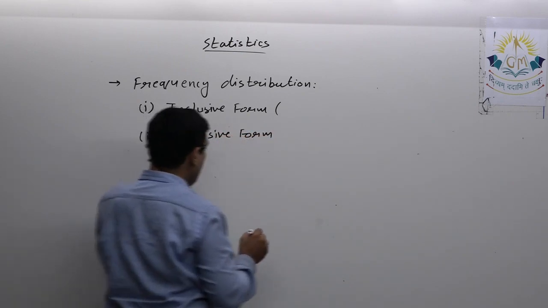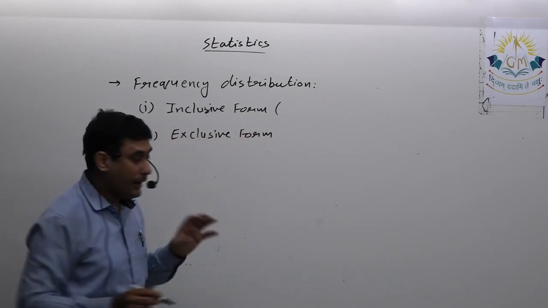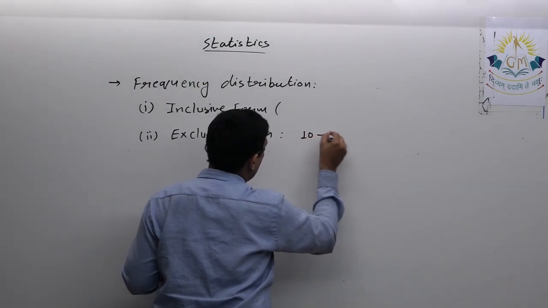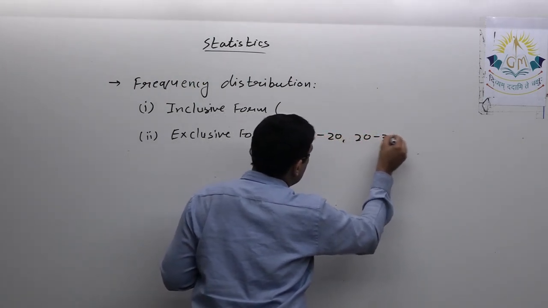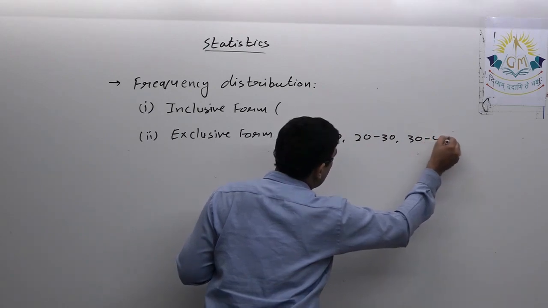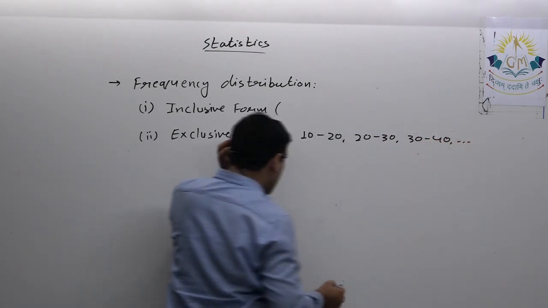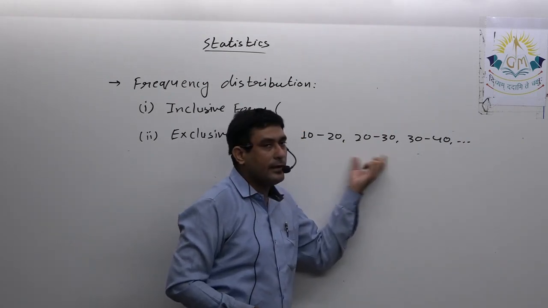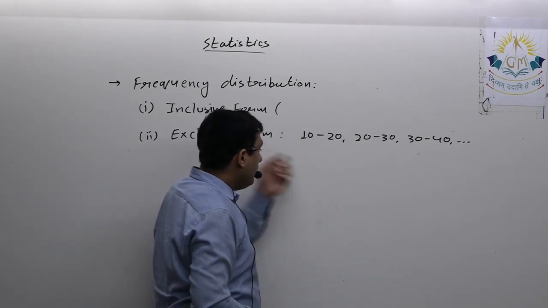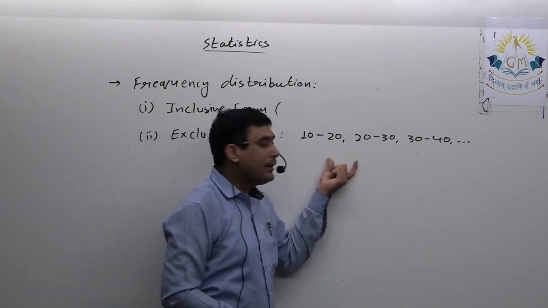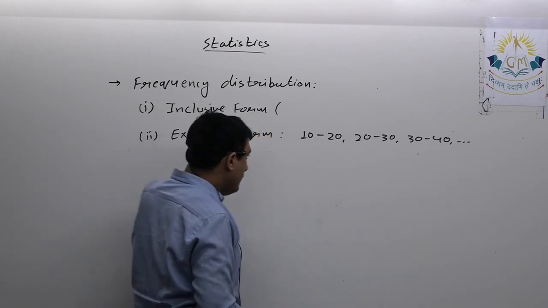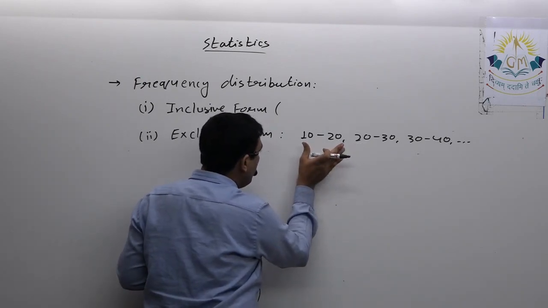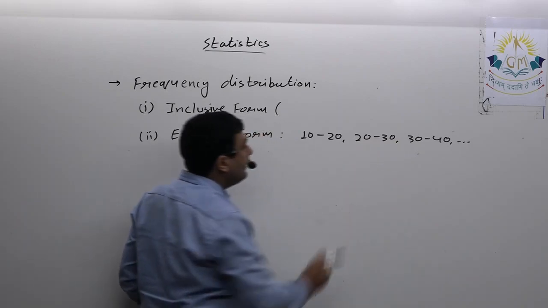See, exclusive means in which the upper limit is excluded. For example, this is like 10 to 20, 20 to 30, 30 to 40, and so on. So here you can see the particular observation 20 occurs in the first class as well as in the second class. So where do we have to take it? It's the rule that the upper limit we won't include. That means if any observation 20 is there, then we won't include it in the first class, we'll take it in the second class.